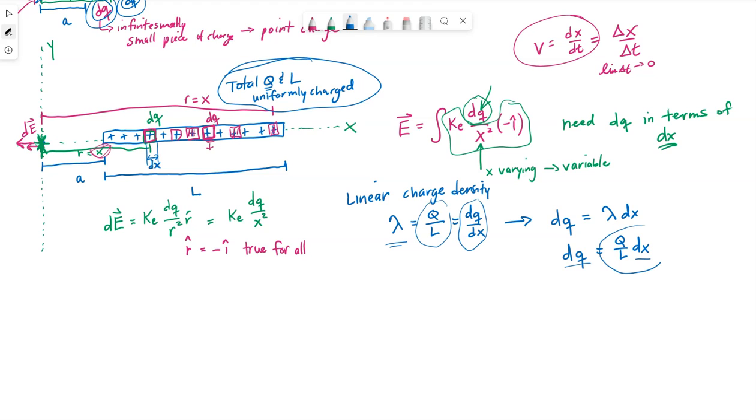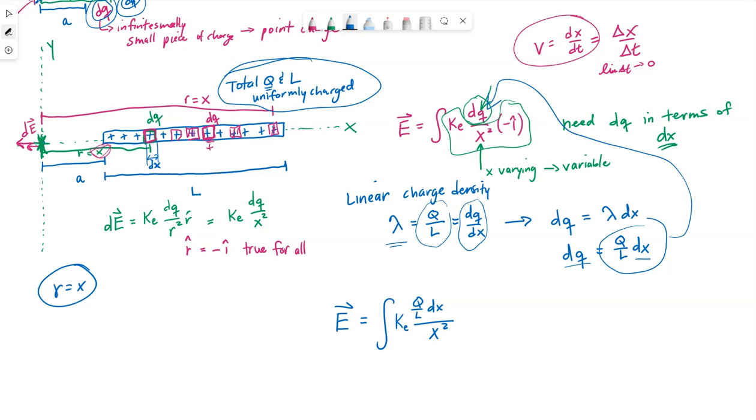So what I want to do is put this in to my equation for dq. So integral k is the same constant, dq is Q over L times dx. We already made the substitution that r was equal to x, and the substitution that r hat was negative i hat for each piece of charge. So right now we have k, which is a constant. We are assuming we know this total charge and length. Oops, I forgot my negative sign on my i hat. Sorry about that. The direction is the same for all of them. So if I pull out everything that is a constant, that leaves me with 1 over x squared dx.